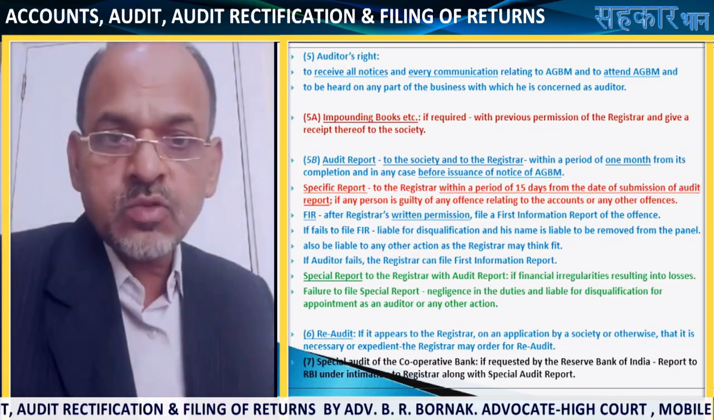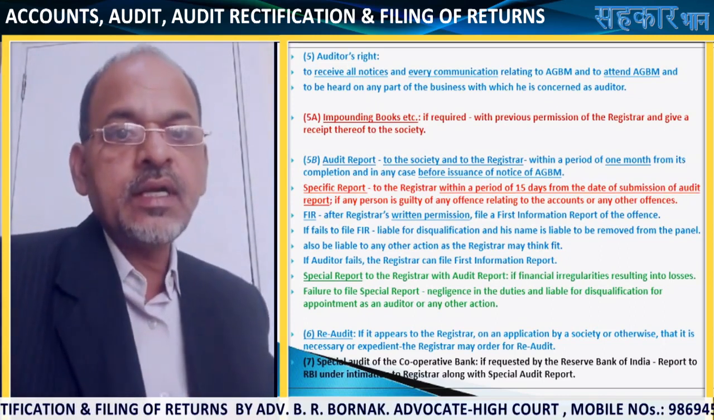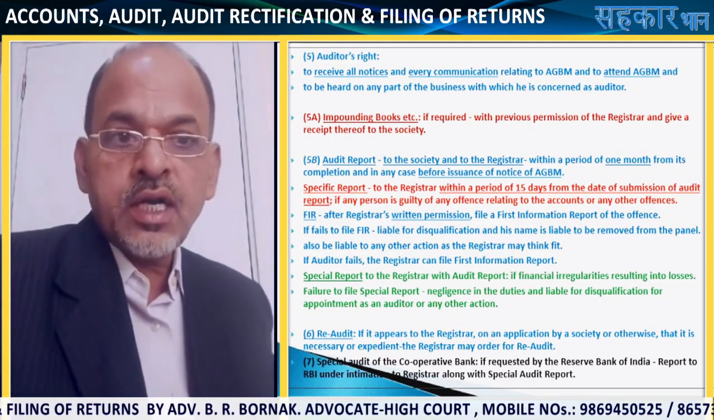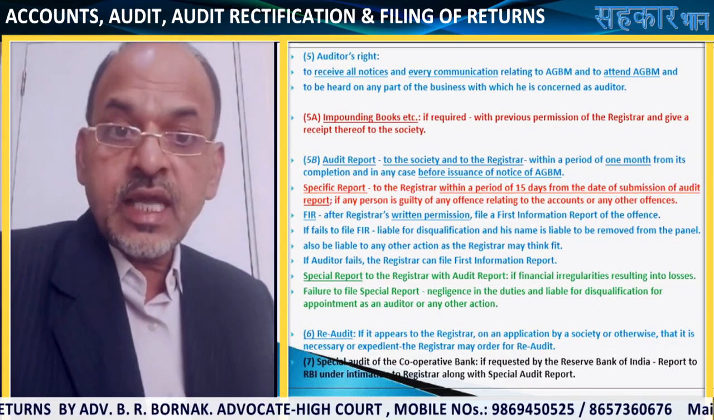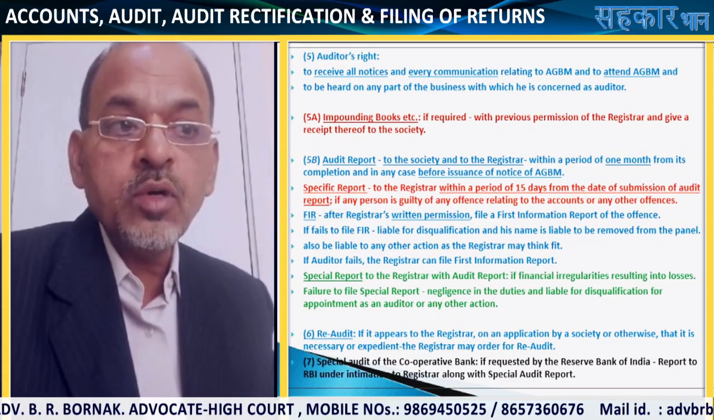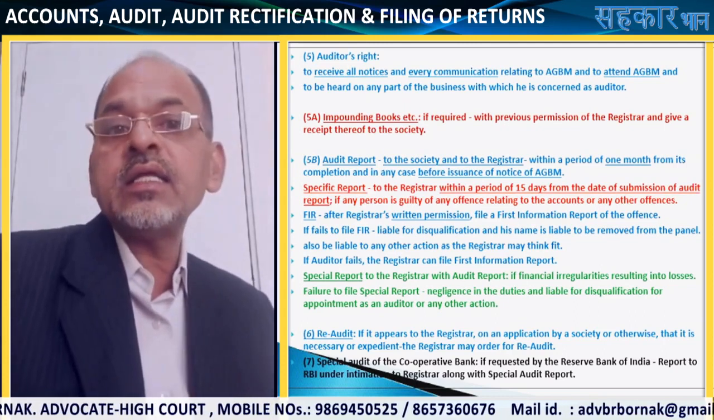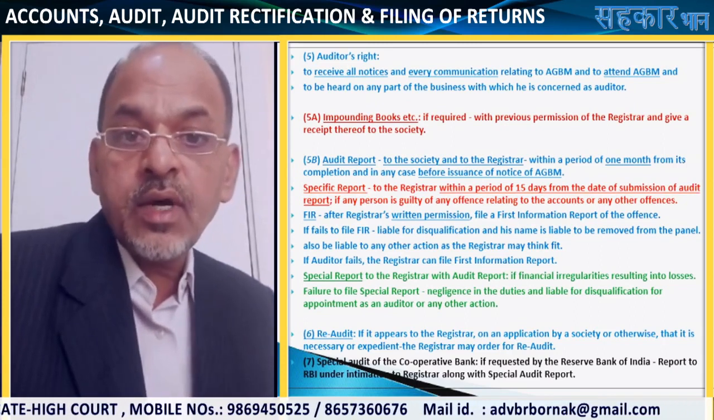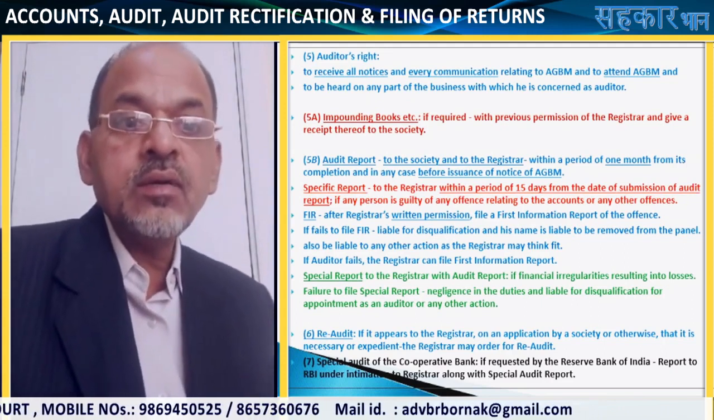And if he fails to file the first information report, then action can be taken against the auditor. What action can be taken? The auditor is liable for disqualification. He can be disqualified as auditor, and his name is liable to be removed from the panel. Besides that, he will also be liable to any other action as the registrar may think fit.